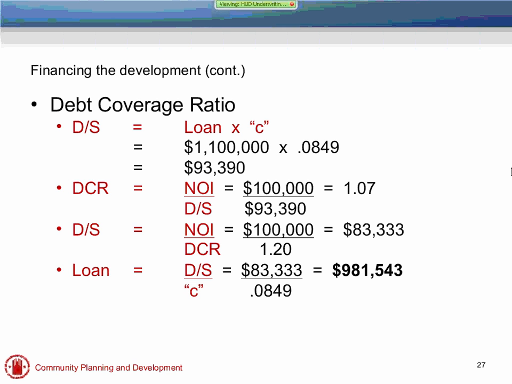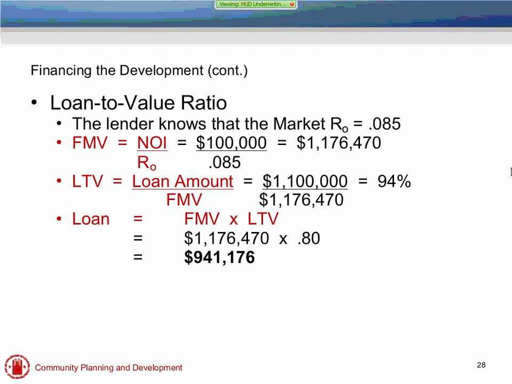So again, this is just switching around some of the formulas based on the information that we have to get to the actual number that we need. So instead of a $1.1 million loan, to meet the lender's criteria, we can only borrow $981,543. And that's just for the debt coverage ratio. So let's look at our loan-to-value ratio.